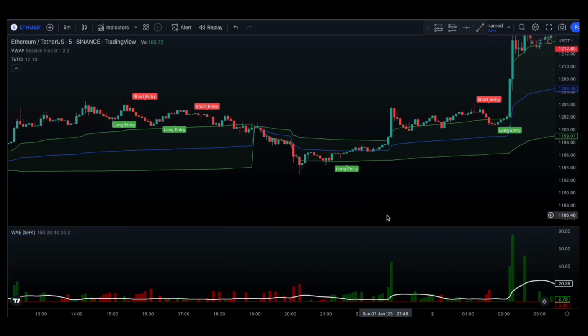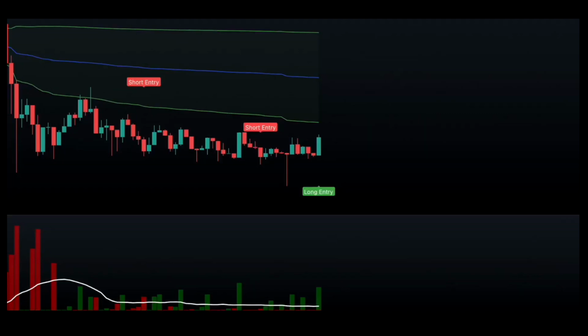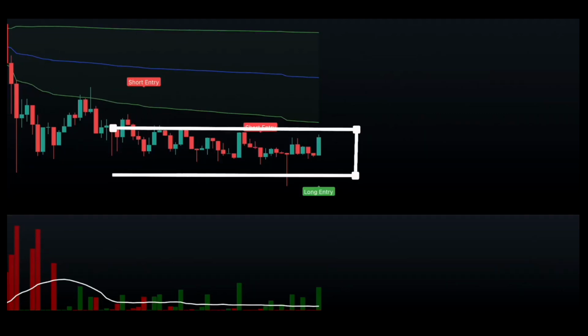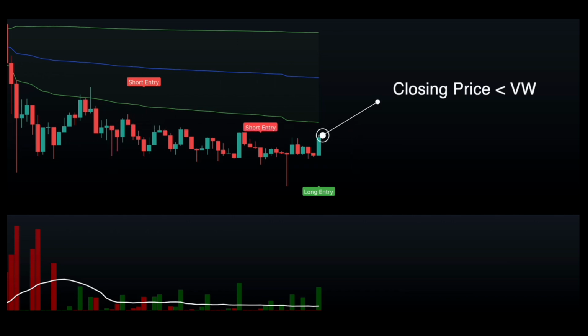Now let's move on to the exact rules of this strategy. For the signal to buy to be valid, three conditions must be in place. First, price action must be positioned below the VWAP bands. This means that the candlestick bar should be closed below the lower VWAP band.